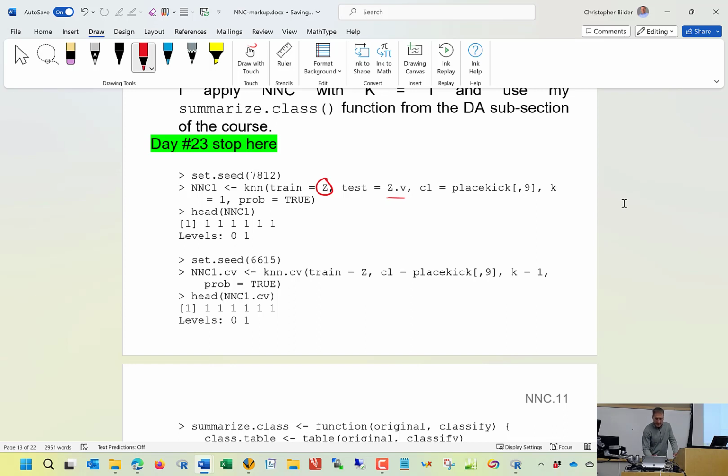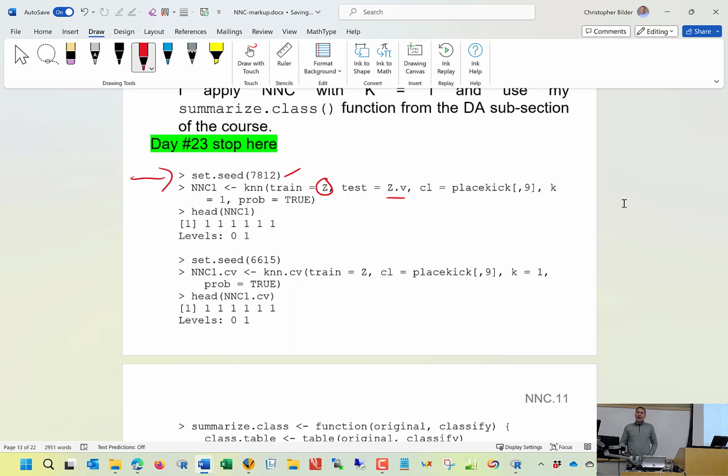Okay. Because there can be some randomness here in terms of how R actually implements it, and we want to be able to reproduce our results, I'm going to always set a seed before I use the knn or the knn.cv functions.